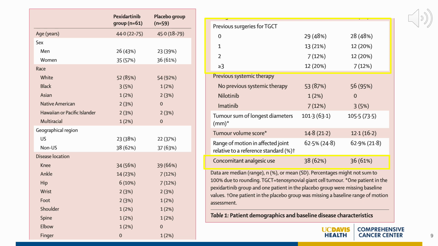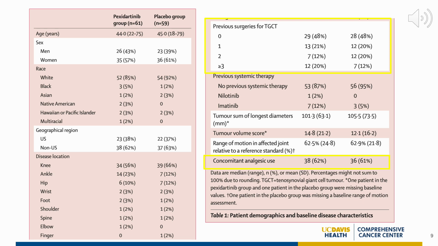So in total, there were 61 patients included in the pexidartinib group, and then 59 people got placebo. And you can see that this is a relatively young group of people, right? The average age was about 44, 45. Okay, it was a little more than half were women. The majority of the patients were white, and the majority of them were treated outside of the US, mostly in Europe. Okay, and the majority of patients had disease in their knee.